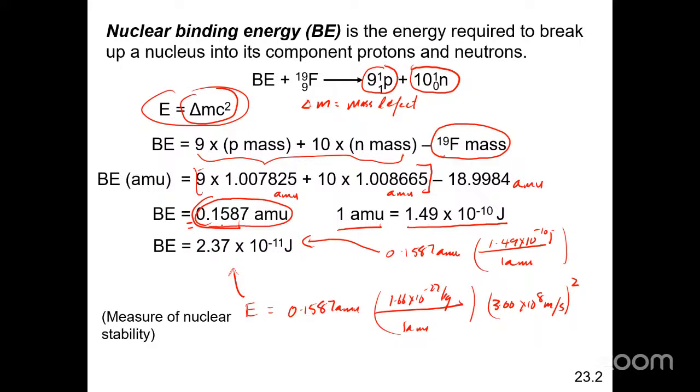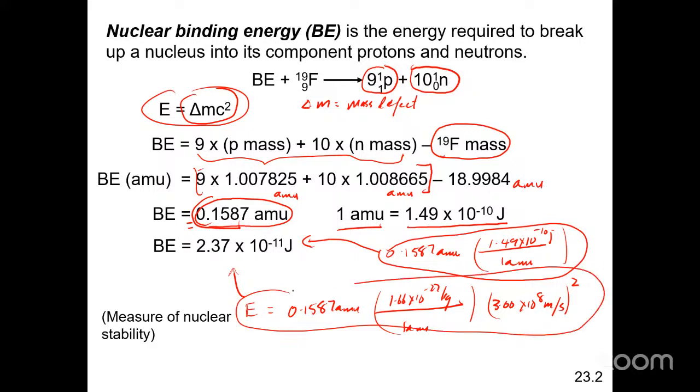Personally speaking, I prefer it this way because this shows you how the units cancel out. But you can still use this way or this way. Either will do as far as I'm concerned. You'll get the same amount of credit regardless of which method you choose, all right? So that's basically how you determine the nuclear binding energy for any nuclei.